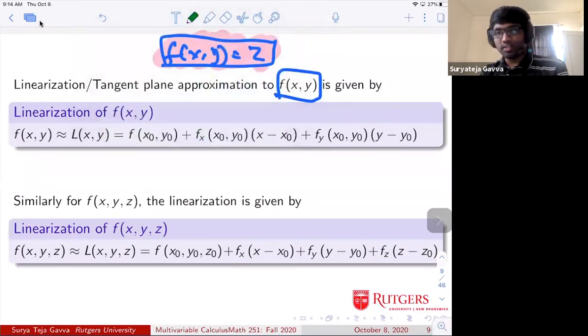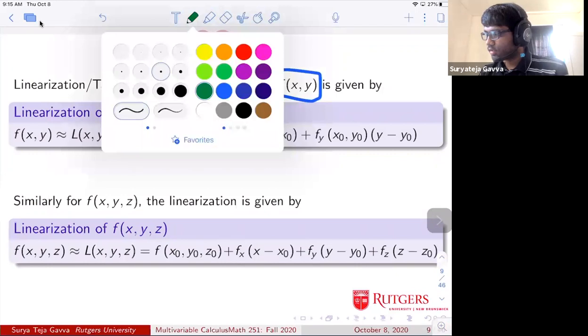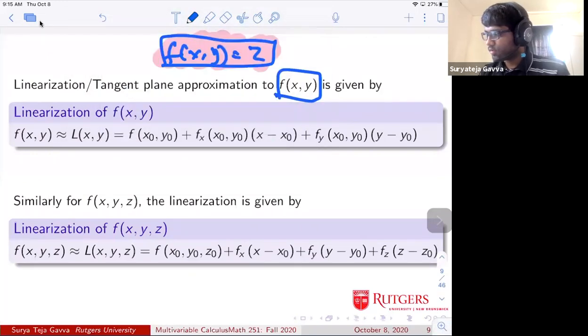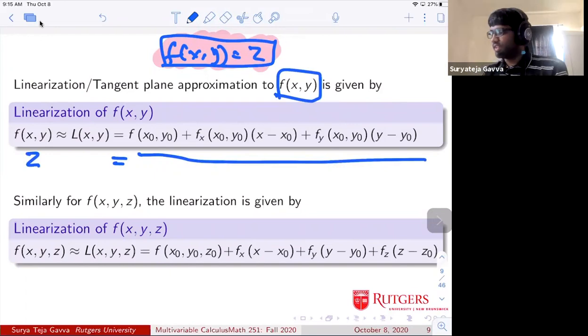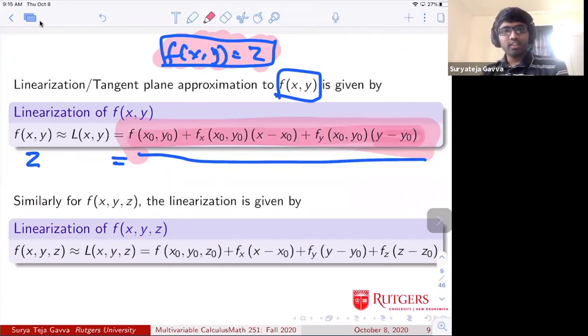By using our formulas before, you'll see that the tangent plane is given by this equation. So z equals this will be the equation of the tangent plane if you compute the equation of the tangent plane from the previous stuff that you have done. That's why this is called the tangent plane approximation.